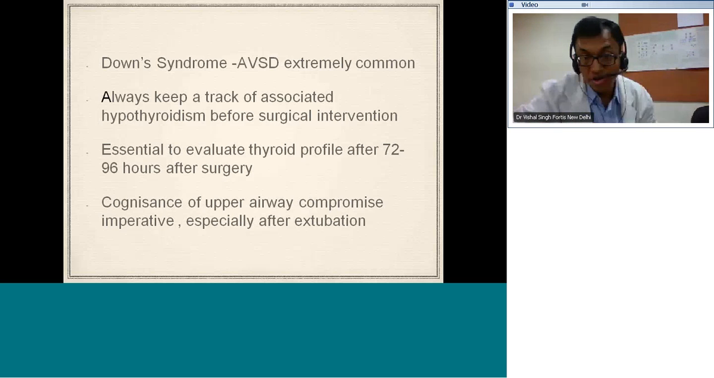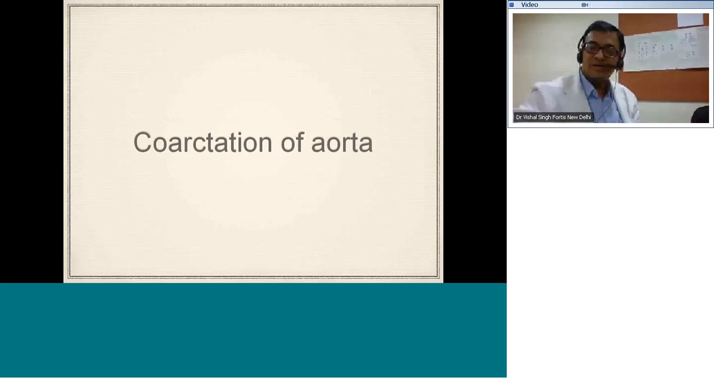So ensure that in a Down syndrome patient, you always look at how the patient is positioned, how the patient is being nursed in the ICU, because sometimes a new nurse may actually mess up the neck, and that can lead to problems for you later. So while you are evaluating the thyroid profile and everything for this patient as per the protocol, when you extubate such a patient, please keep a check on the upper airway. And also important to maintain the calcium and magnesium homeostasis, because you know that hypocalcemia invariably will lead to stridor in these situations. Finally, coarctation of aorta.